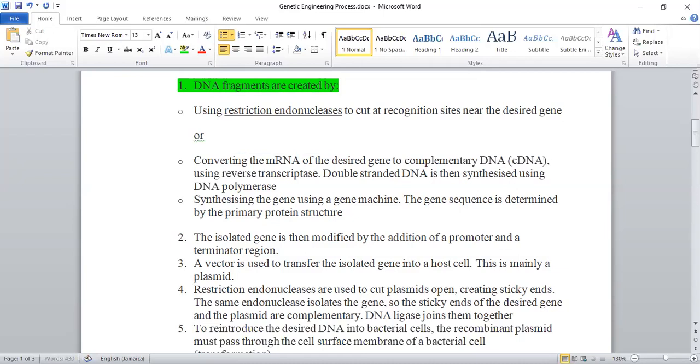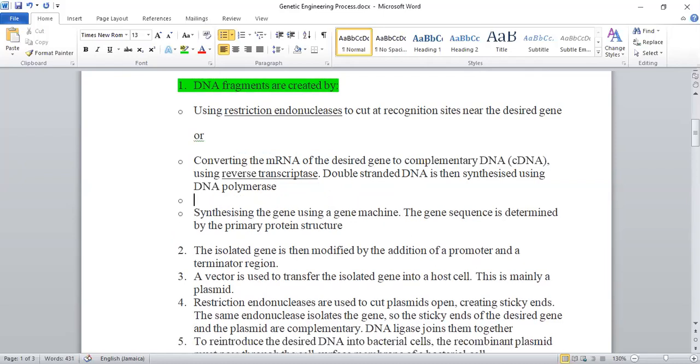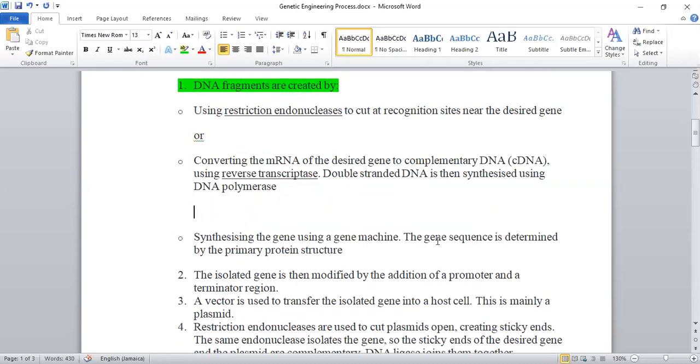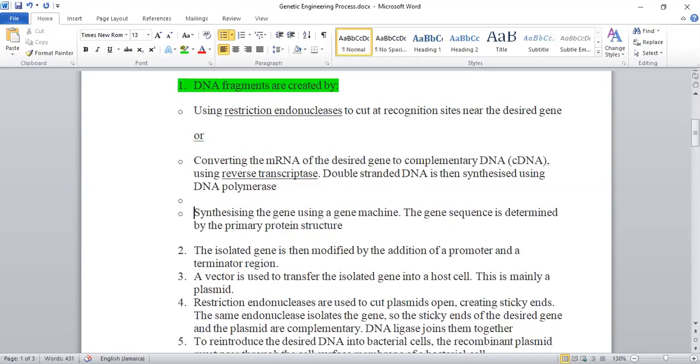Alrighty. So if you get the mRNA, you can convert the mRNA back into DNA if you use a different enzyme. This enzyme is known as a reverse transcriptase enzyme. And then you can create your DNA from that, right? And another option too is that you could actually synthesize your gene by using a genetic machine.